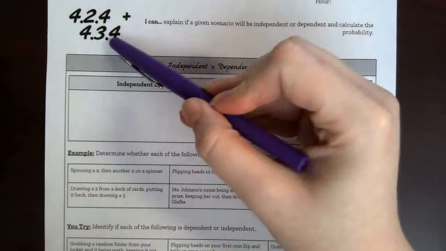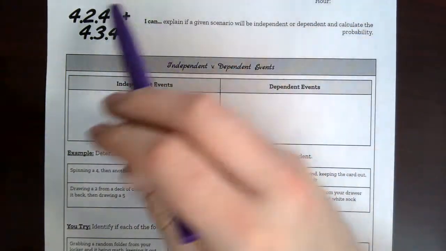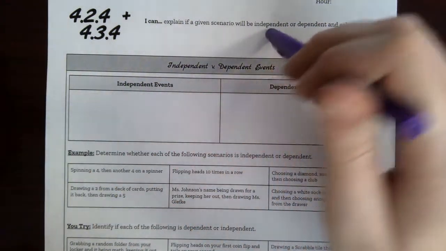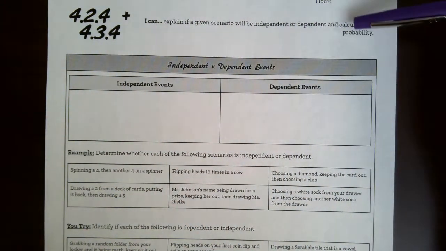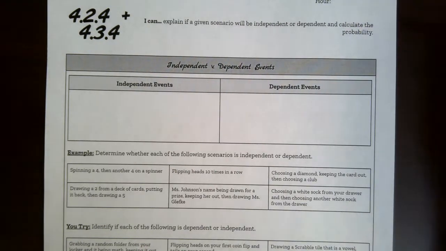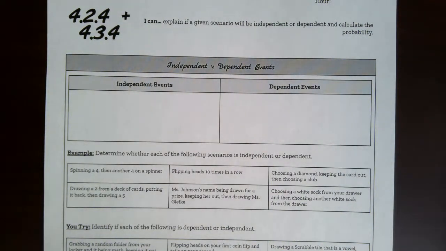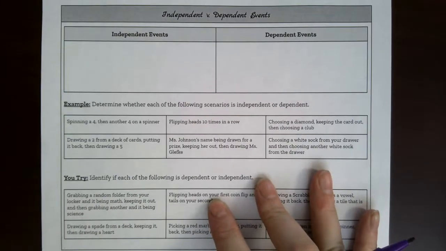Hello, in this video we're going to go through learning target 424 and 434. The 2.0 level is explaining if something's independent or dependent, and the 3.0 is actually calculating that probability. So the first thing we need to do is define independent and dependent events.